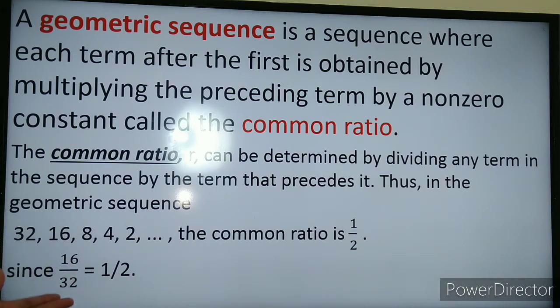We try to divide 16 by 32, so the answer is 1/2. Then also 8 divided by 16, 4 divided by 8, 2 divided by 4 is also equals to 1/2.